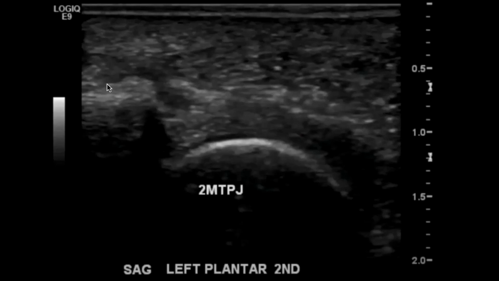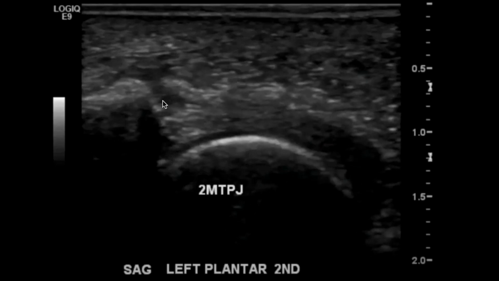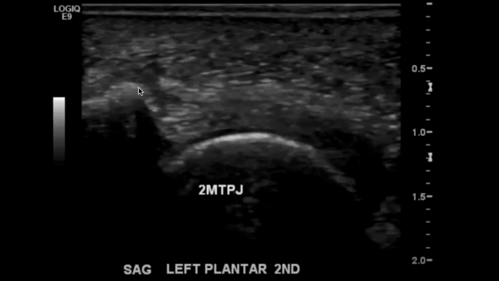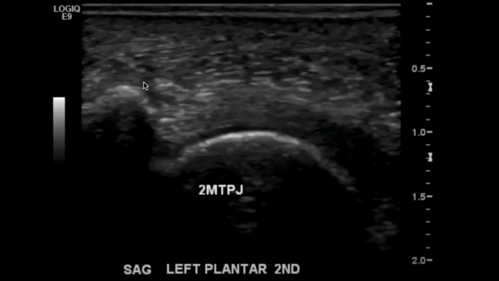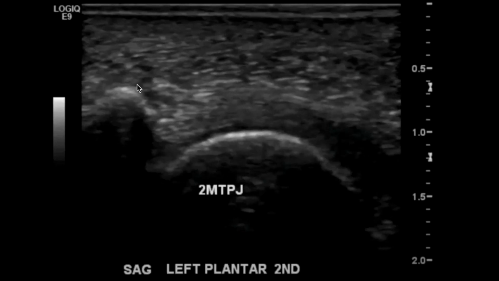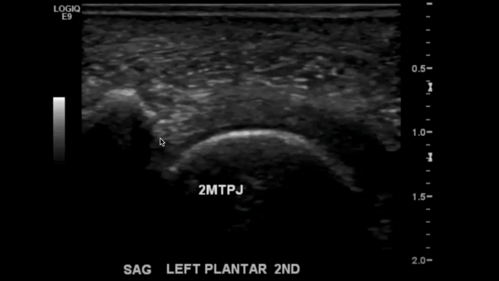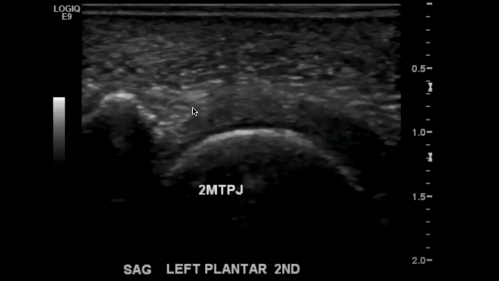We can see its attachment on the proximal phalangeal base, and we can see a partial tear at the superficial distal aspect with a hypoechoic region leading to the plantar soft tissue. So in this case, we can see that there's a partial tear of the superficial attachment of the plantar plate. It involves approximately 50% of the attachment if you drop a line here and then consider that there's about 50%.